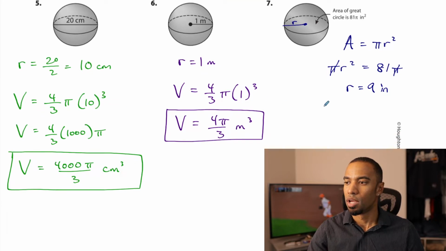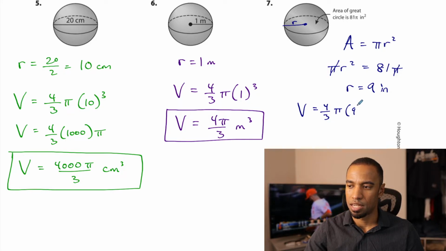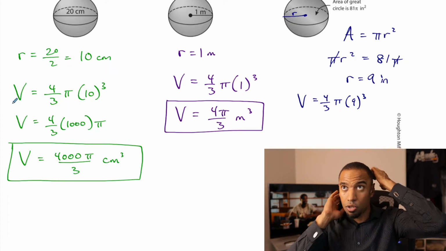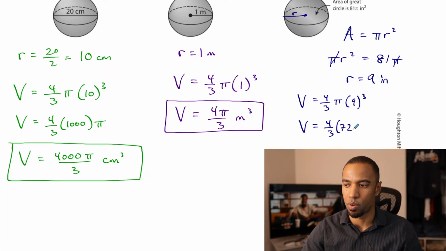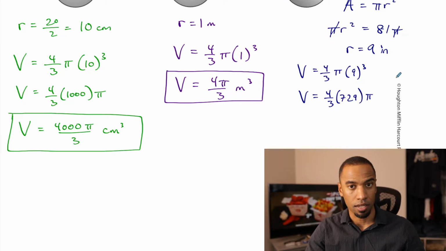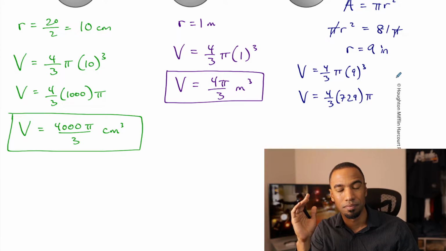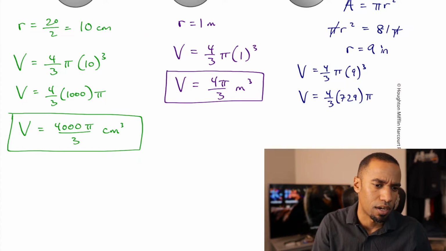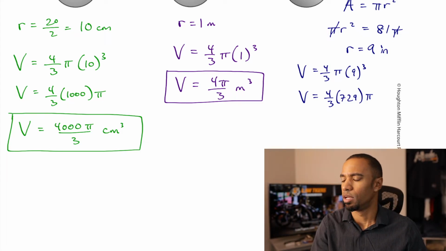Okay. So our volume is going to be 4/3 times pi times 9 cubed. All right. 9 cubed is 729. So we're going to have 4/3 of 729 times pi. Now the cool thing is 729 is divisible by 3. I don't know what it is though. Let's do 729 divided by 3. 243? Yeah, 243. Okay, so 243.